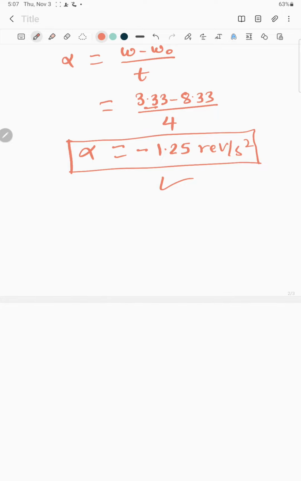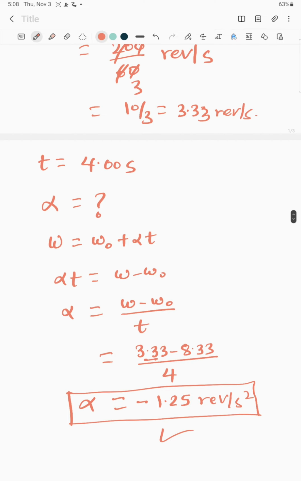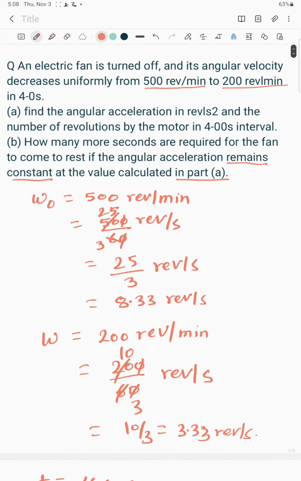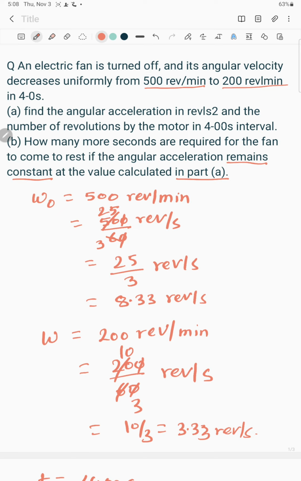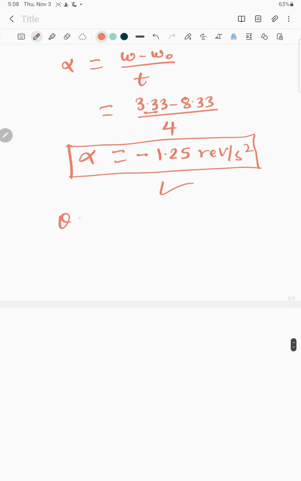And second, what is the angle theta? Let me go to the top. What is asked here is, one, the acceleration in revolutions per second squared, and the number of revolutions by the motor in 4 seconds. So for the number of revolutions you have to find theta, right? So theta equals what? The relevant equation is theta equals omega naught t plus half alpha t squared.